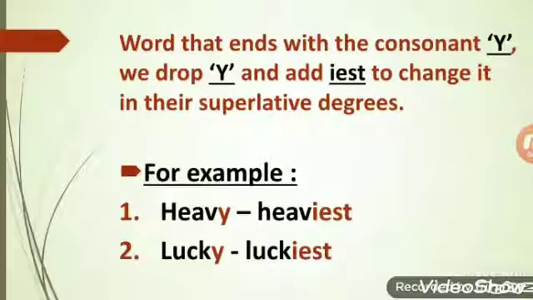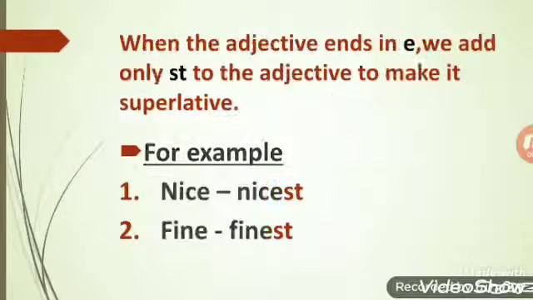Children, for words that end with the consonant Y, we drop Y and add IEST to change it to the superlative degree. For example, heavy, heaviest, lucky, luckiest. And when the adjective ends in E, we add only ST to the adjective to make it superlative. For example, nice, nicest, fine, finest. Okay, children?